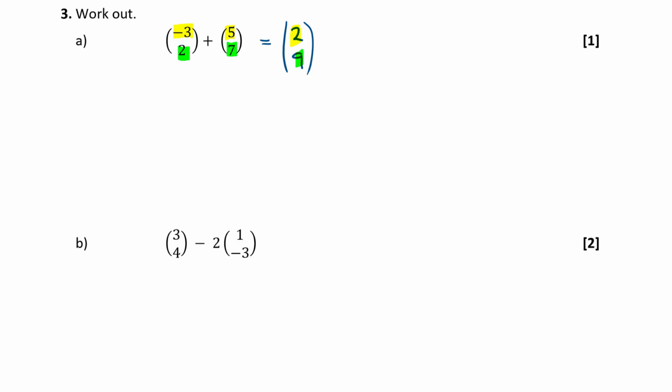Okay, part B. Got a similar thing here, except I'm subtracting then. The rules for subtraction, same as the rule for adding, subtract like from like. But I've also got a scalar in front of my second column vector. I've got that 2 sitting on the outside there that I've got to deal with first. Now basically everything inside the vector gets multiplied by 2.